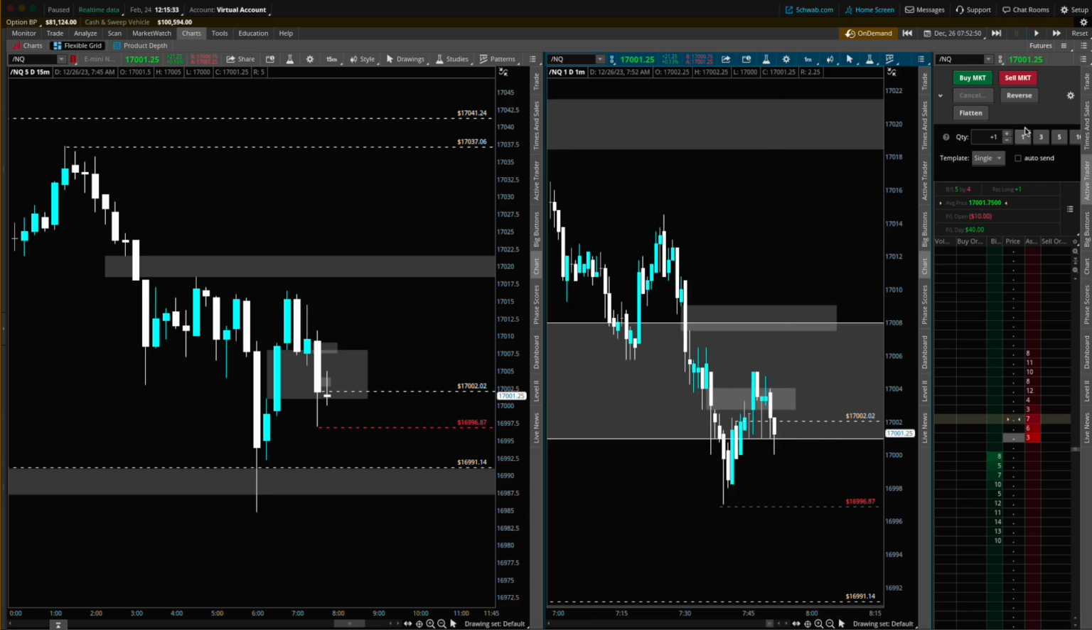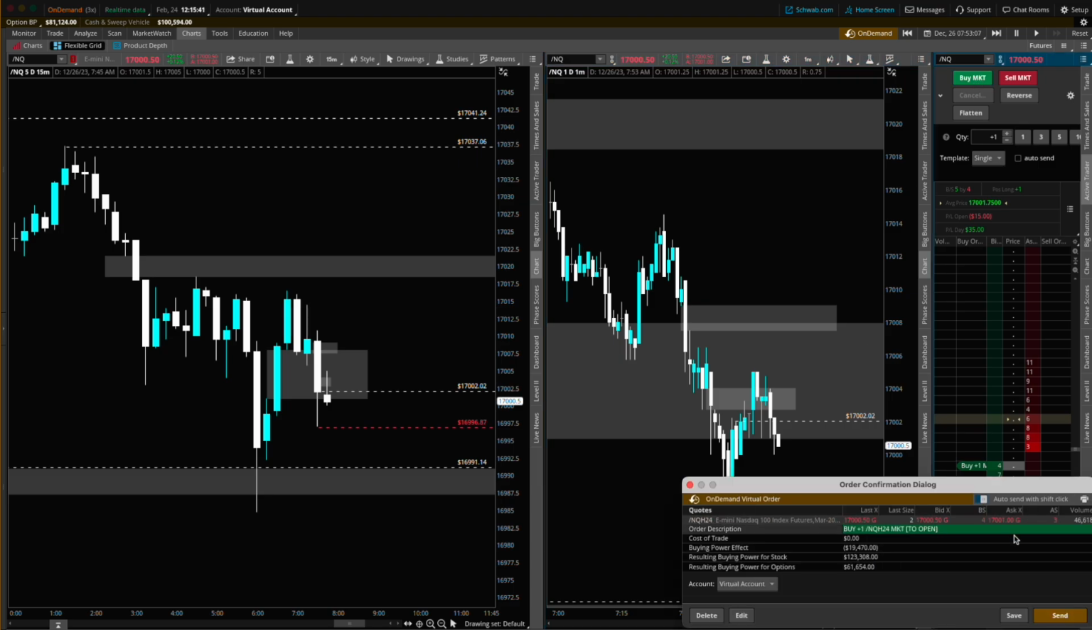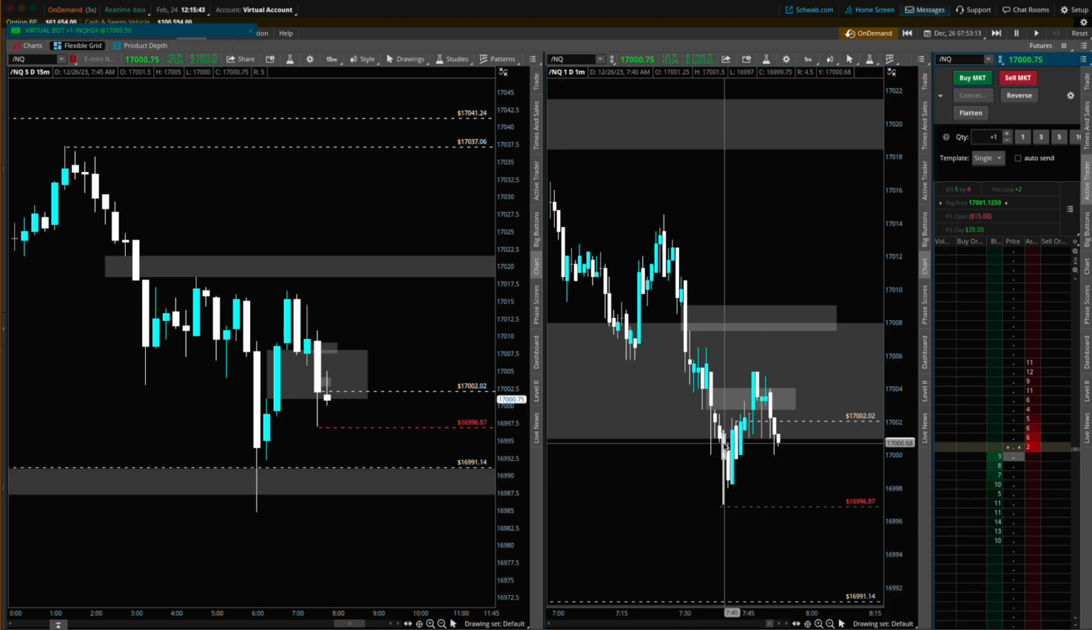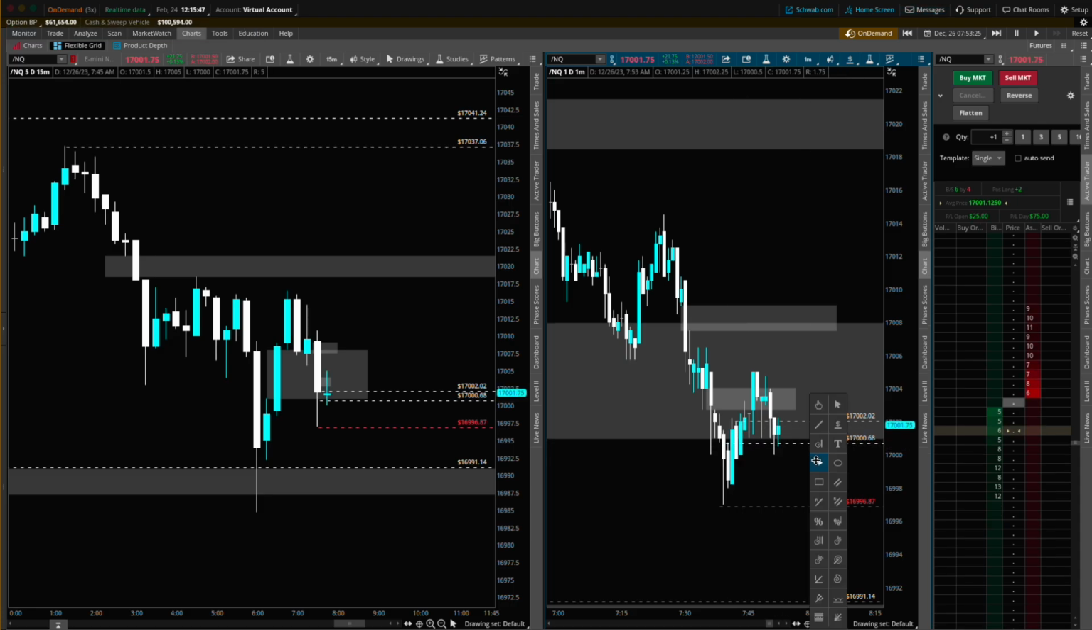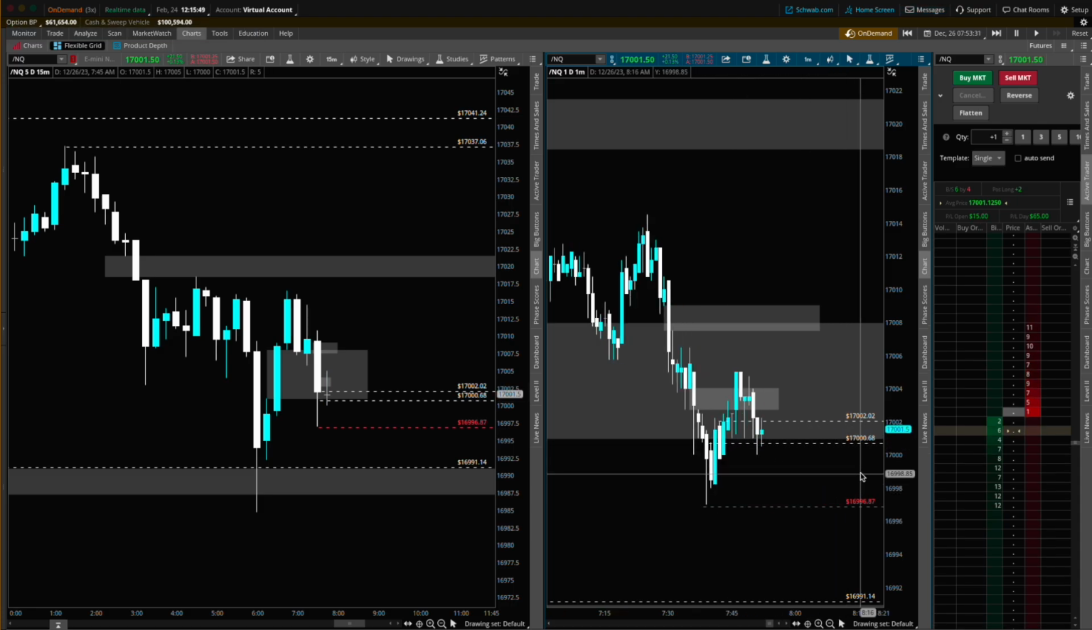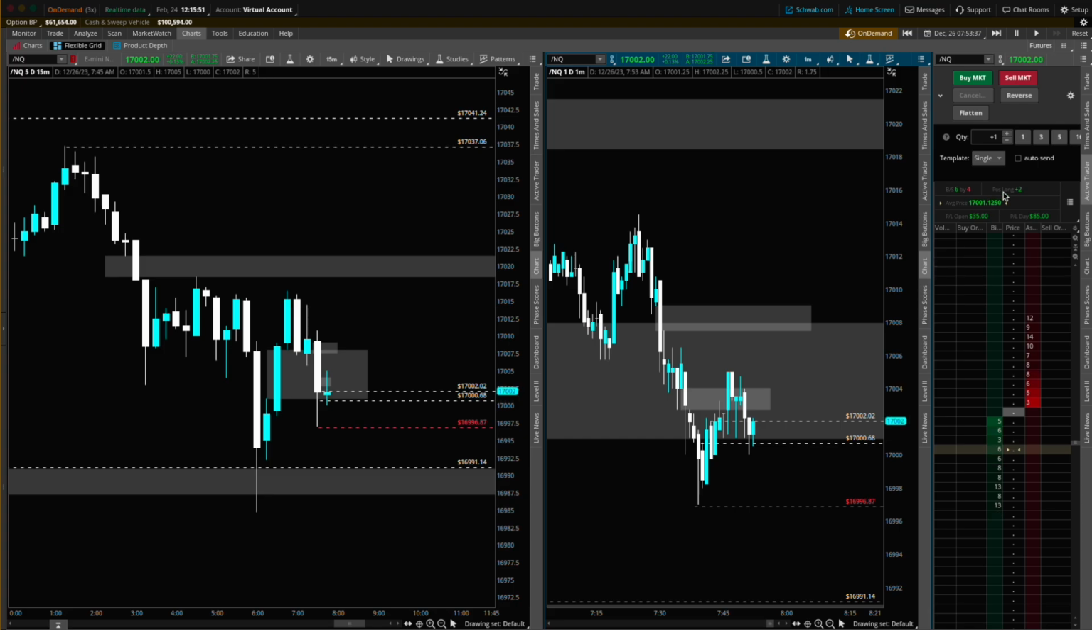I think I might average down here to this order block. Again, my stop loss will remain the same down here. So right now I'm in 2 contracts, 2 longs.